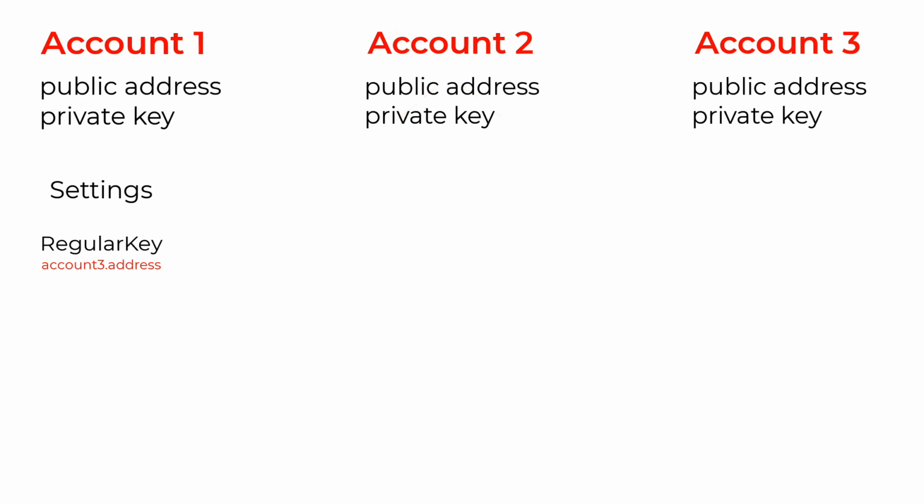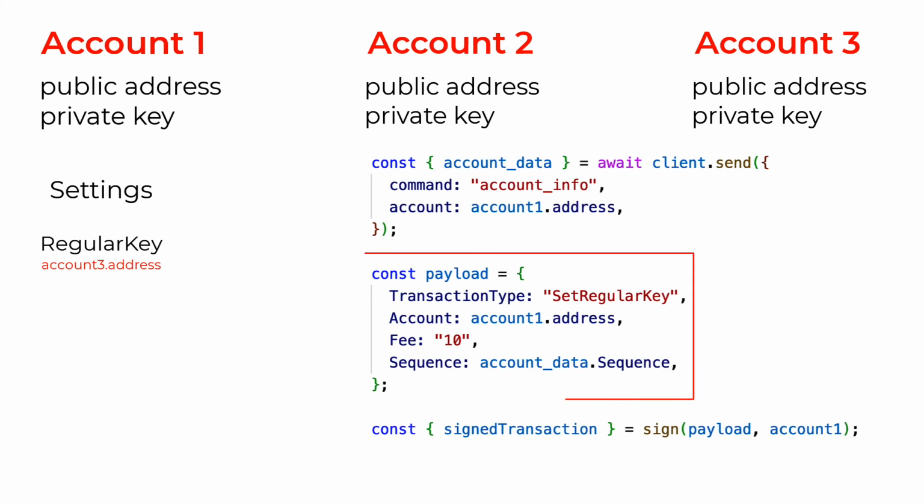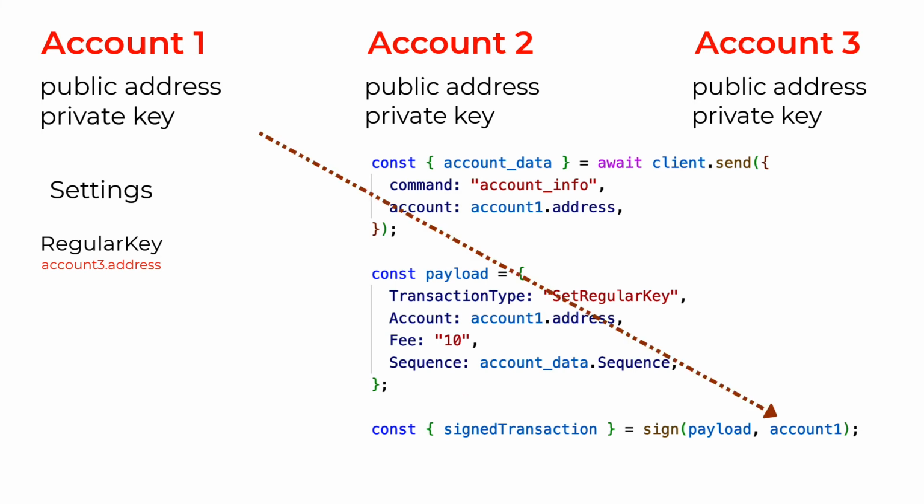Now let's see how we can remove a regular key. Use the same SetRegularKey transaction but omit the regular key field. Note that this transaction can still be signed by the main account or the regular key, in this case account 3. This removes account 3 from being a regular key for the main account. Now the main account doesn't have any regular key.